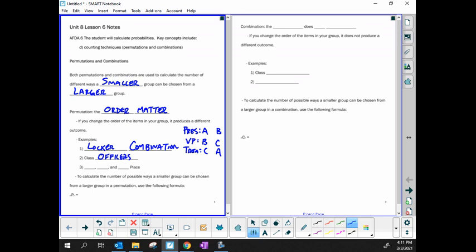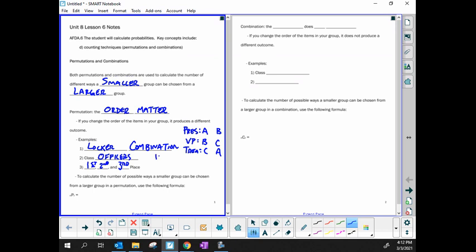Yes, because the offices they're in are different. So even though it's the same 3 people, the order of those 3 people matters. Changing the order produces a different outcome, which is why picking class officers out of a class of students would be an example of a permutation. For the same reason, if you're naming first, second, third place, that is an example of a permutation.